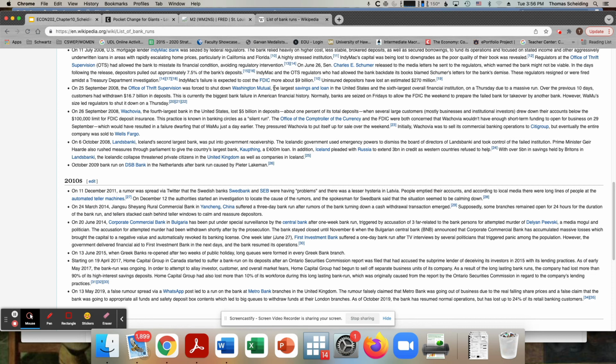Now, the reason bank runs are pretty rare in the United States is that we have something called the FDIC, or if you belong to a credit union, the NCUA. The Federal Deposit Insurance Corporation emerged during the Great Depression, and it basically makes depositors whole up to a certain amount. In this case, $250,000. So you can have up to $250,000 in the bank as a deposit, and it will always be there. The government will make sure of it.